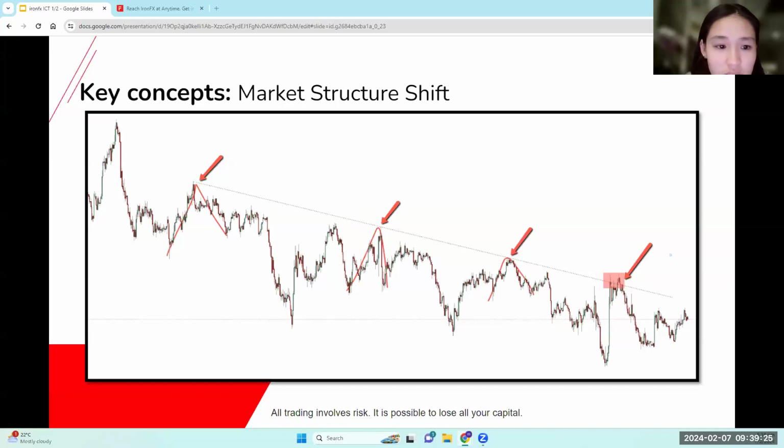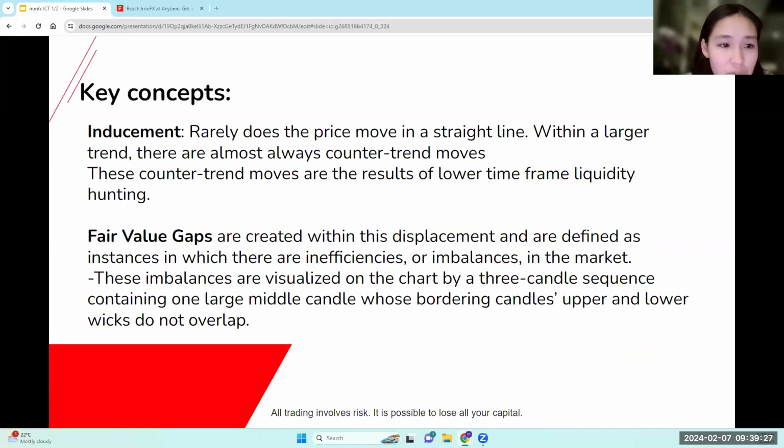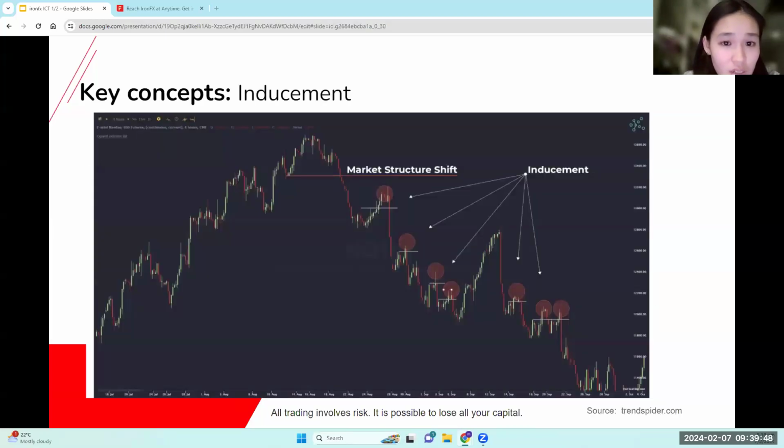Okay, so the next key concept we're looking at is the inducement. Rarely does the price move in a straight line. So within a larger trend, there are almost always counter trend moves. These counter trend moves are the results of lower time frame liquidity hunting. So let me show you an example.